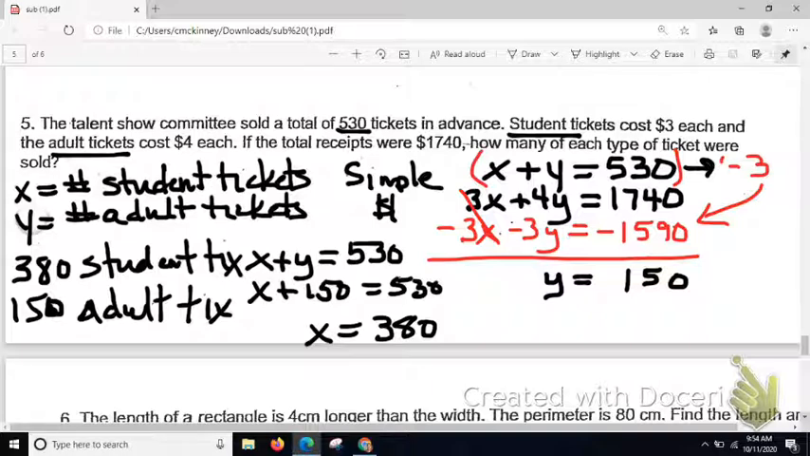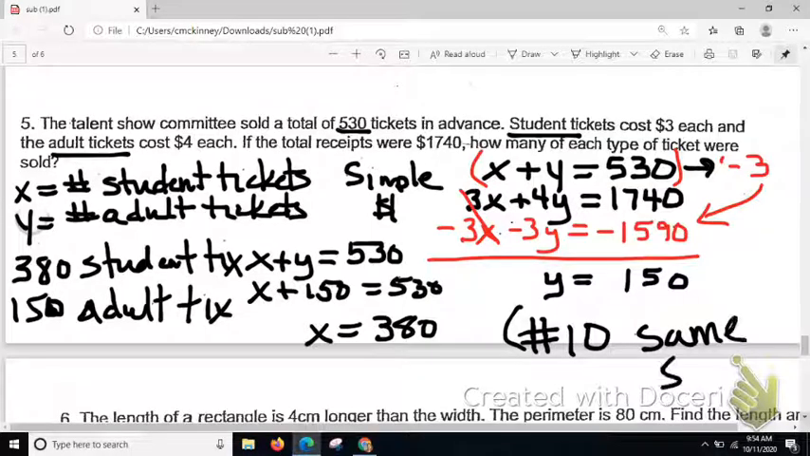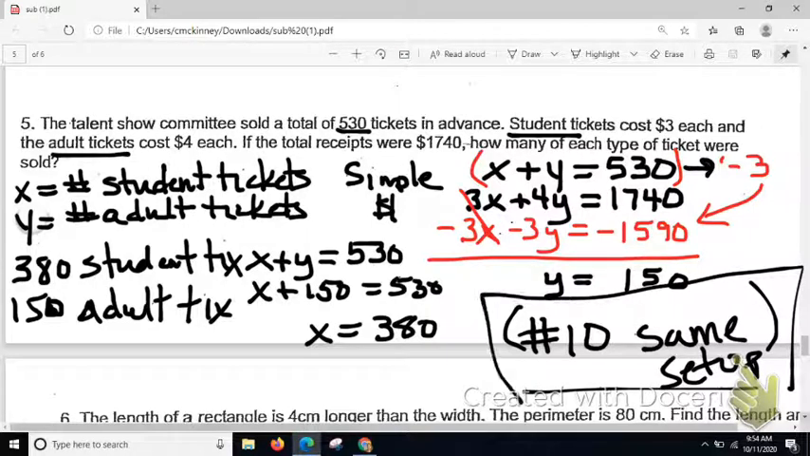Now, on the back side of this page, number 10, so the bottom of the other side, well, it's not going to be the back if you're doing it on the computer, I get that, but number 10, same setup. All right, so when you get to number 10, same setup as number 5. Again, a simple and a money equation. Perfect.